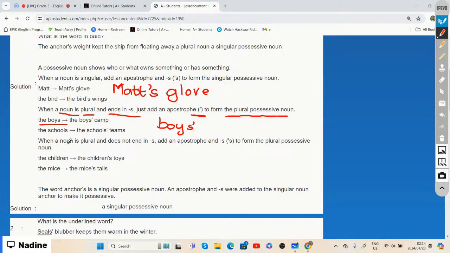And then when a noun is plural and it does not end with an S, right? Then we need to add an apostrophe as well as an S to show the plural possessive. There we have an example, which is the children. So if we want to talk about the children that are playing and the children's toys are laying all over the place, then we say the children's toys are laying all over the place. We put the apostrophe as well as the S for children's.